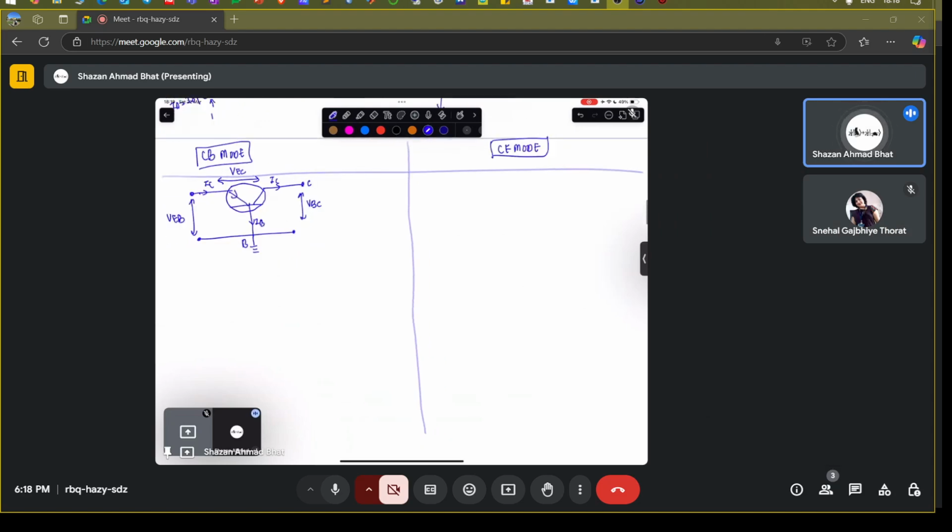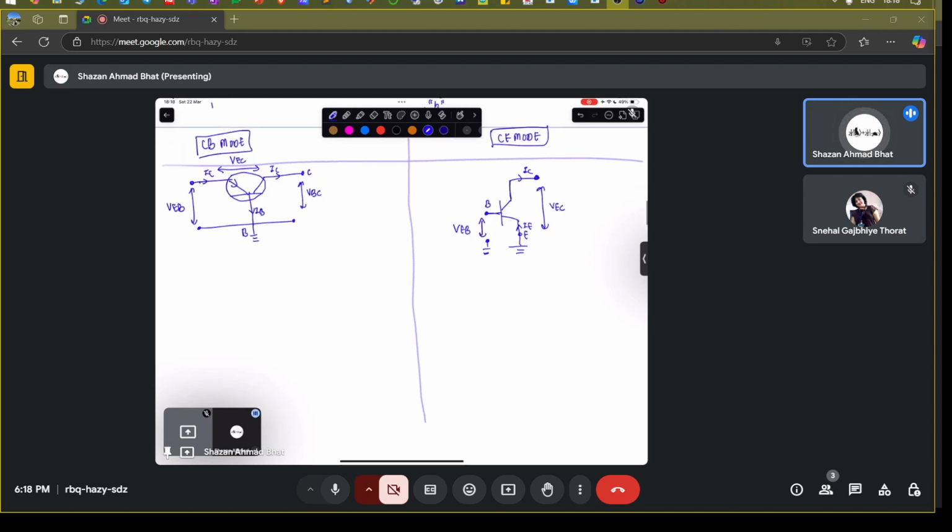And now if we talk about the common emitter mode, so the emitter is common. So you can draw the configuration something like this, where this emitter is basically common, which is now grounded. So this is the emitter current. This is the collector current. This is the emitter to collector voltage. This is again the base, and this is the emitter to base voltage. So this is something called common emitter mode.